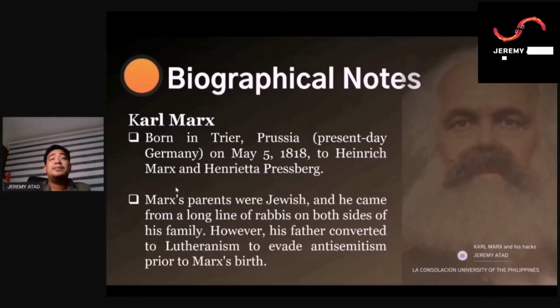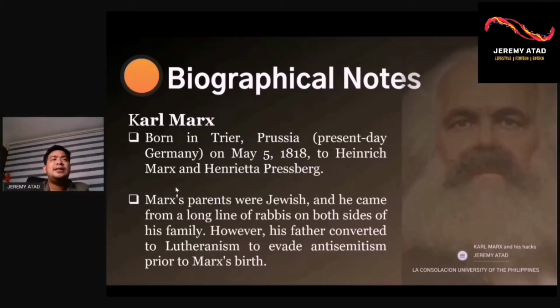All right, so let's start with the biographical notes of Karl Marx. Karl Marx was born in Trier, Prussia, which is Germany in the present time. He was born on May 5, 1818 to Heinrich Marx and Henrietta Pressburg. Marx's parents were Jewish, and he came from a long line of rabbis on both sides of his family. However, his father converted to Lutheranism to evade anti-Semitism prior to Marx's birth.